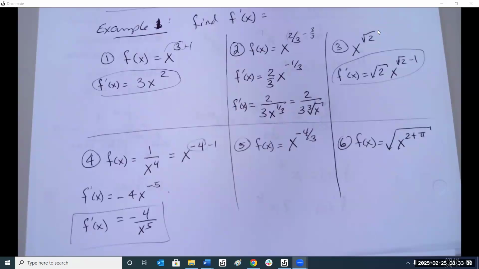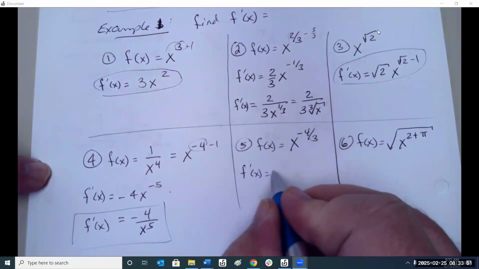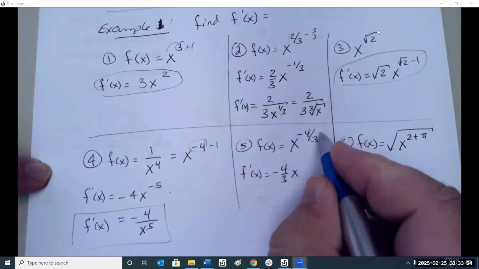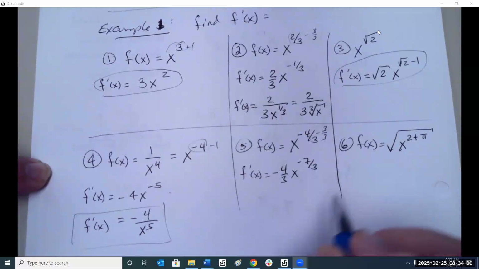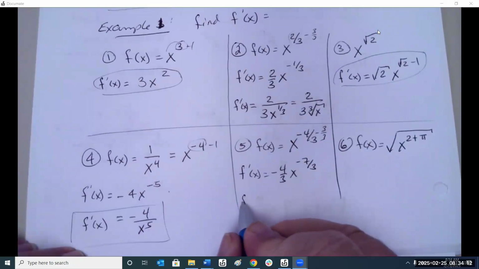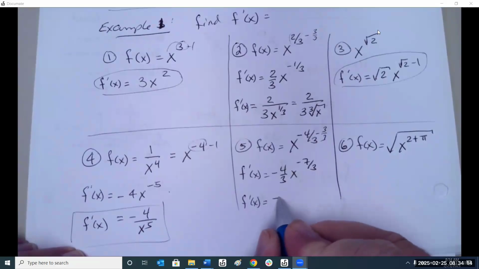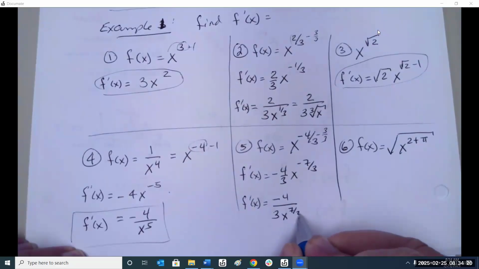What do you think so far? Easy, hard, complicated? Or is it just straightforward? This one, it's already set up. Bring the power down, negative 4/3, and subtract 1, which is 3 over 3, which makes it negative 7 over 3. So it's negative 4 over 3 x to the 7/3.